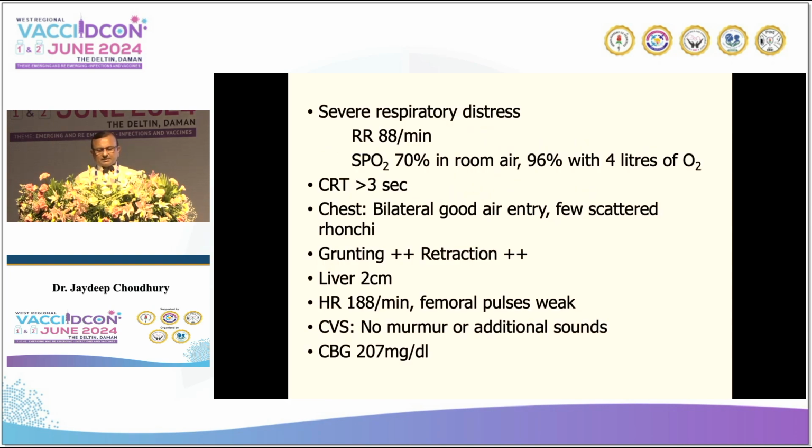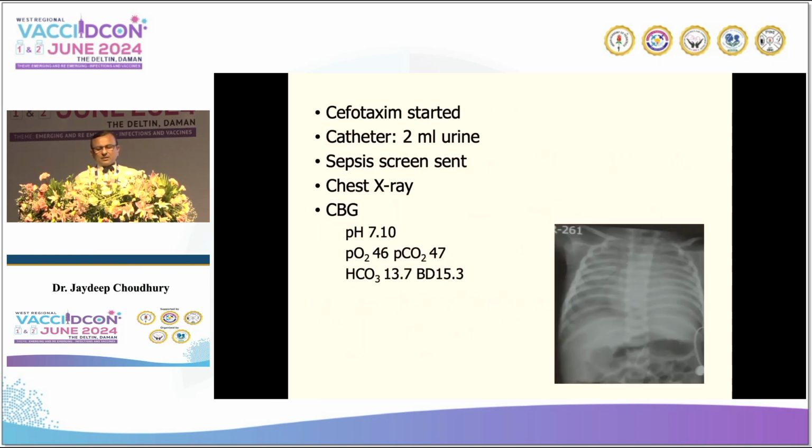The distress increased, saturation was low, capillary refill was prolonged, there was grunting, there was retraction, liver was 2 centimeter. At this age, it's okay. There was tachycardia, weak femoral pulses. CBG was done, obviously it was more than 200. So with this picture, cefotaxime was started, catheter was put, urine output was low, and you can see there was severe acidosis in the CBG that was done.